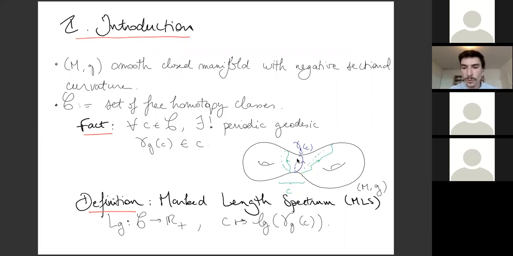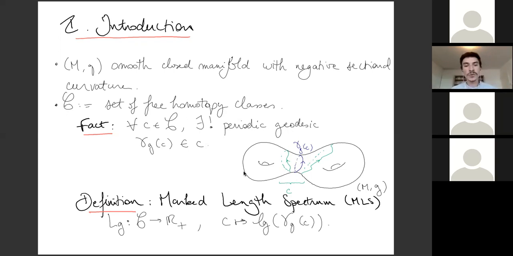So, for example, if you take a genus 2 surface, you consider the set of curves which wrap once around the central part here, the annulus here. This class is called C. And what this fact says is that there's precisely one closed geodesic in this class. And it's here in blue. I will denote it by gamma G of C. And of course, this geodesic highly depends on the metric that you fix on your manifold.